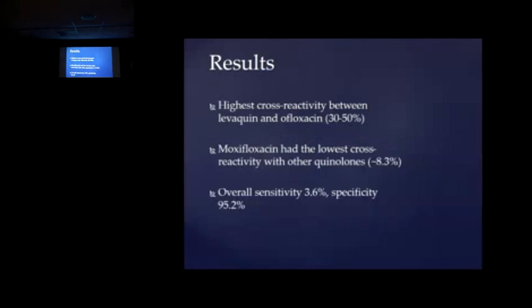So I didn't mention cross-reactivity because the chart was a little too complicated, but they did list it out. So the highest cross-reactivity was between Levaquin and ofloxacin. And if you remember from the very beginning, I had the structures, and Levaquin and ofloxacin were flipped images of each other, so you might have predicted that based on molecular structures. And moxifloxacin had the lowest cross-reactivity with other quinolones. But remember, people are definitely reacting to it. It's the second most common culprit drug, so it doesn't mean that people can't react to it. Overall sensitivity, again, pretty poor, 3.6%, specificity, 95%.